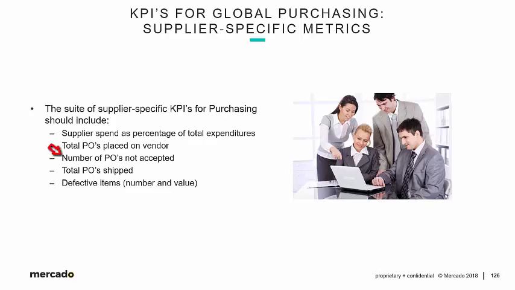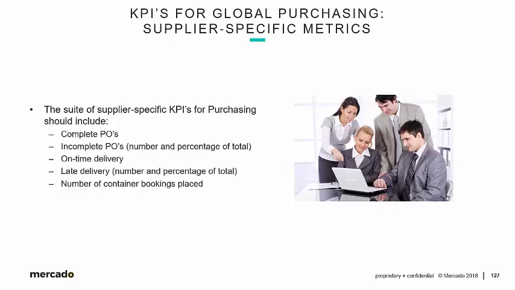Number of POs not accepted by vendor. We talked about this previously. The total number of POs that were actually shipped, that were actually moved, and defective items by the number of items and the value, and which items were they. Once again, these are supplier-specific metrics. We talked about some of these already. These are supplier-specific metrics that we have to capture as well on an individual basis.